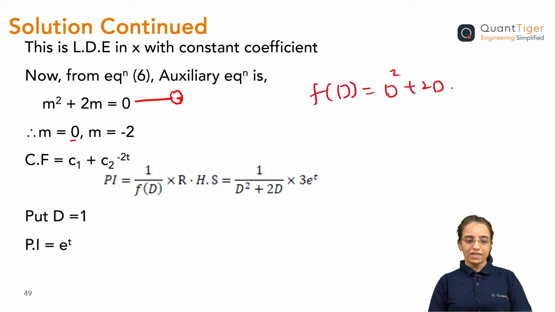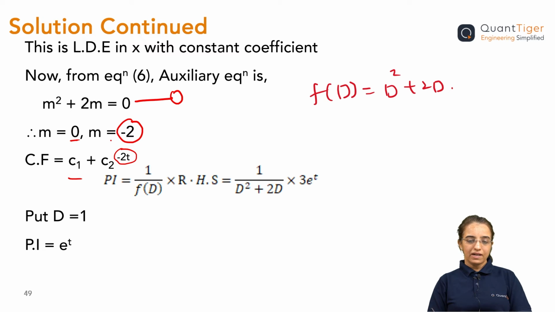So, based on these m values I can write the CF. Since it is 0 here, C1 e to the power 0, so it will be nothing but 1. So, I just wrote C1 here and C2 e to the power minus 2, because here there is a minus, so the power will also have minus 2.